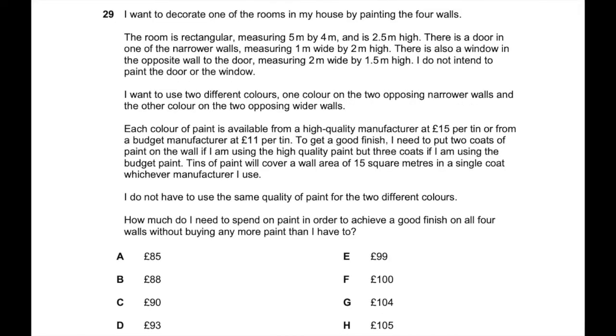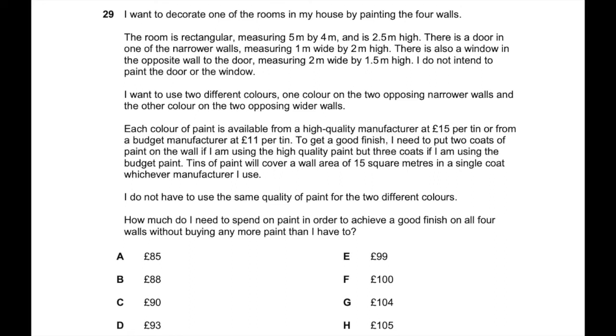Question 29. I want to decorate one of the rooms in my house by painting the 4 walls. The room is rectangular, measuring 5 meters by 4 meters, and is 2.5 meters high. There is a door in one of the narrower walls, measuring 1 meter wide by 2 meters high. There is also a window in the opposite wall to the door, measuring 2 meters wide by 1.5 meters high.